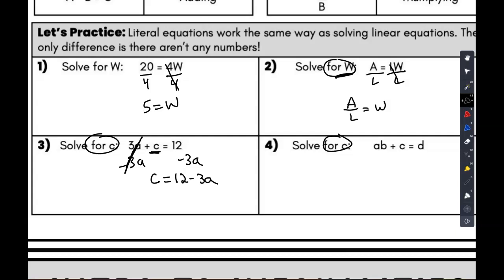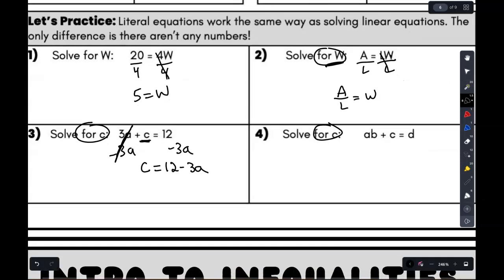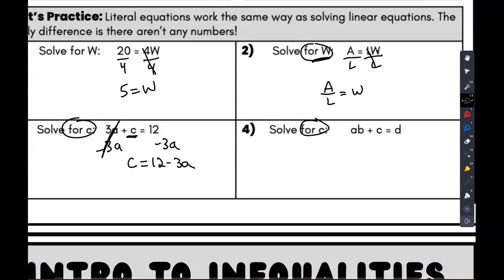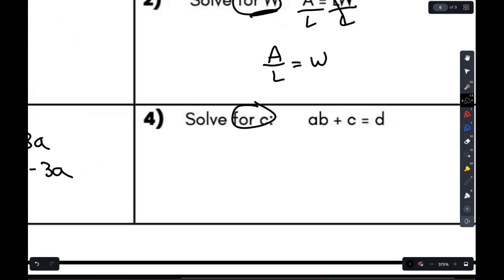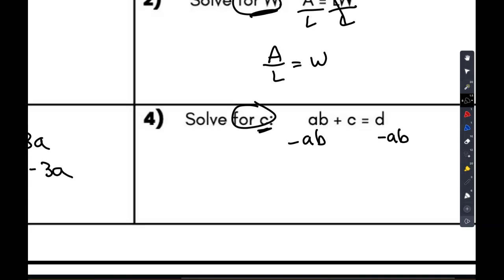And when you solve for literal equations, you don't get just a constant number. You get an actual expression. It's going to be equal to an expression. So here, W is equal to this expression. C is equal to this expression. All right, let's take a look at one more here. We've got AB, and I'm going to zoom in a little bit, and plus C is equal to D. We want to solve for C, so I'm going to isolate this C by subtracting the whole AB on both sides. This will cancel out, leaving C, and C is equal to D minus A times B.